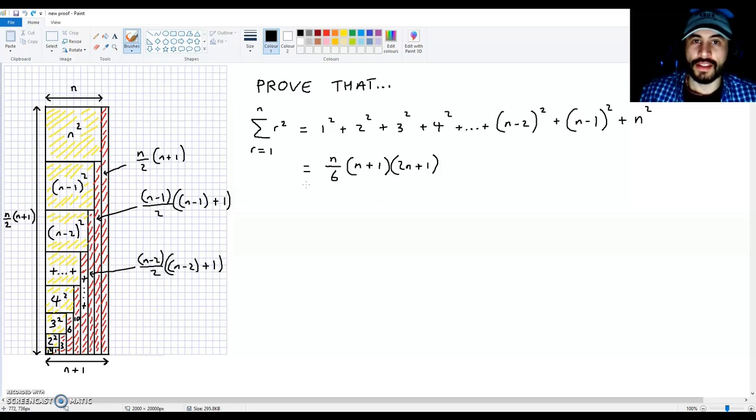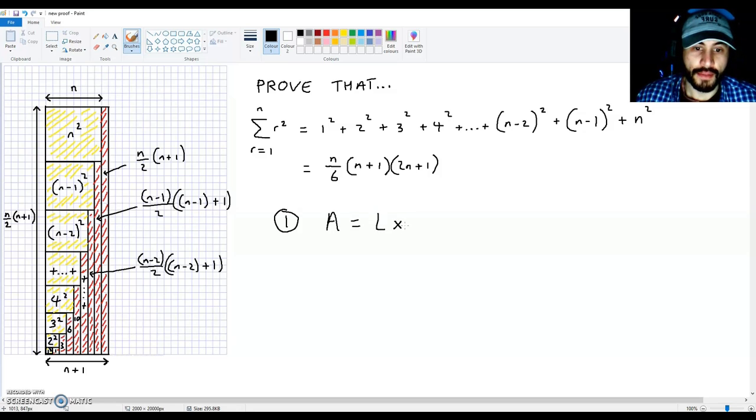Now, to understand this proof, there are three things that you will need to know. The first thing is that the area of a rectangle is equal to length times height. So that is length, and that is times height.